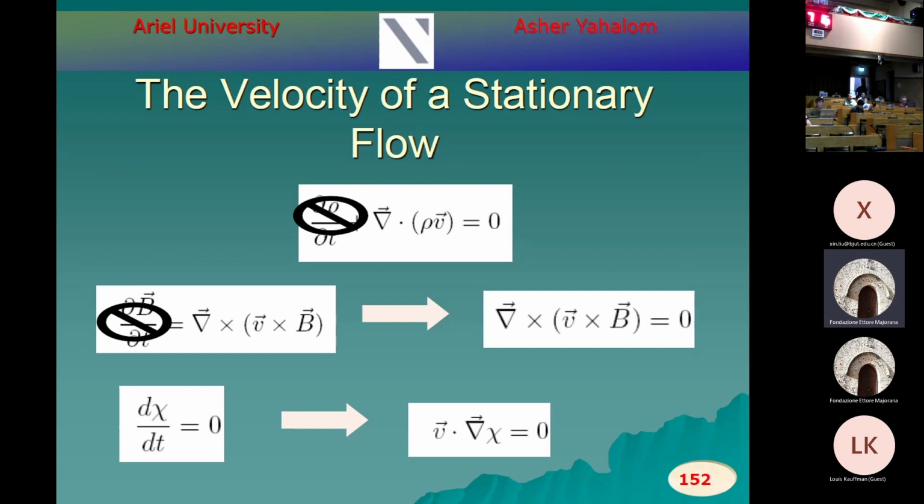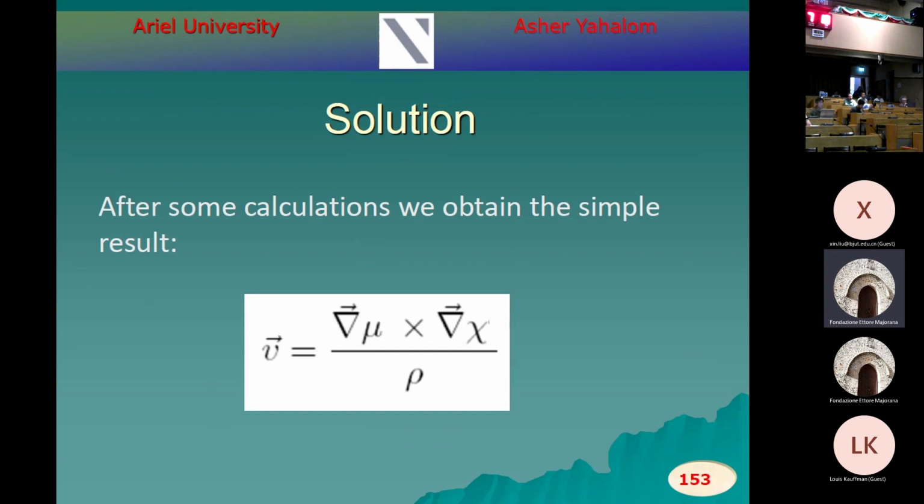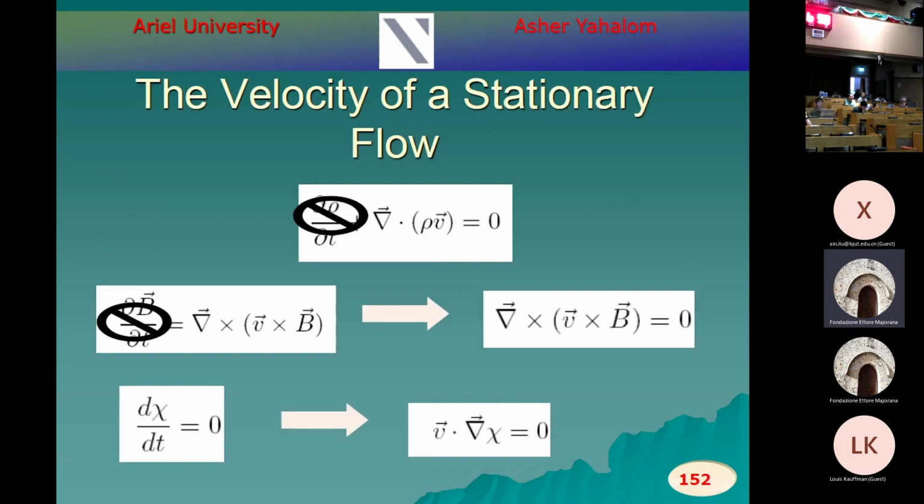And believe it or not, this can be solved. All those equations can be solved, and you can write a solution in terms of V, which is grad mu cross grad chi divided by rho. It's very easy to show that this solves the bottom equation. Obviously, it's normal to grad chi, and div rho V is obviously 0 because it's just a curl. This is more complex, but it's a few lines of calculations, and you can show that it's correct.